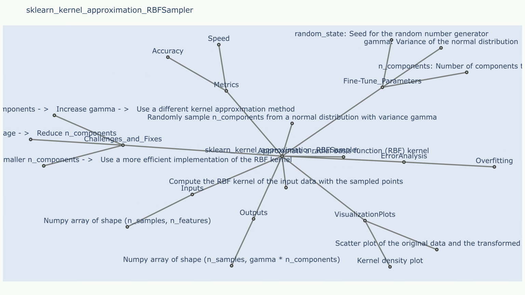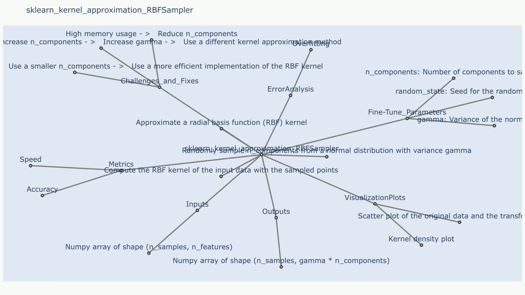Fine-tune parameters. Gamma adjusting. Gamma can control the smoothness of the resulting features. A smaller gamma leads to more localized features, while a larger gamma leads to smoother features. N components. Increasing n components generally leads to a better approximation but increases computational time and memory consumption.